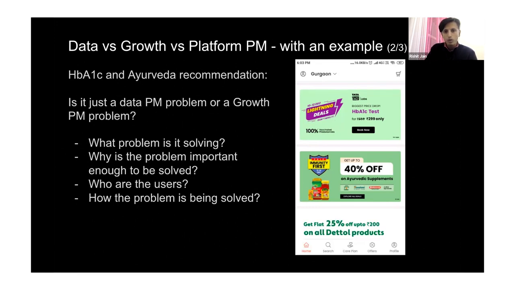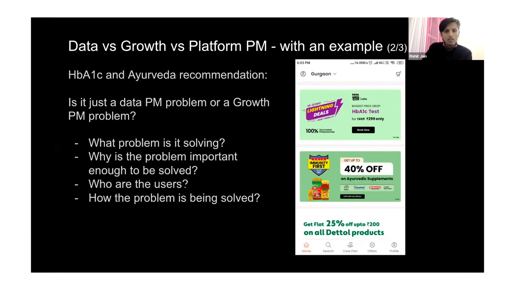Okay, what problem is it solving? Let's say solving a data product problem where you are able to personalize these pages based on historical behavior. Why is the problem important to be solved? Again, user satisfaction, customer experience, higher transaction rates, higher click-through rates, high conversion.